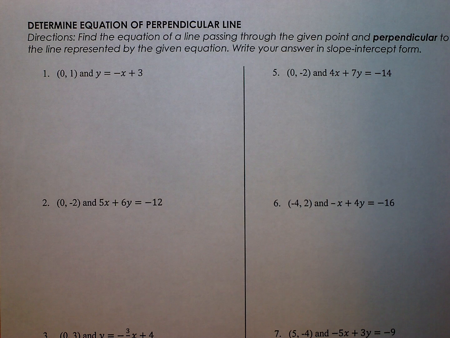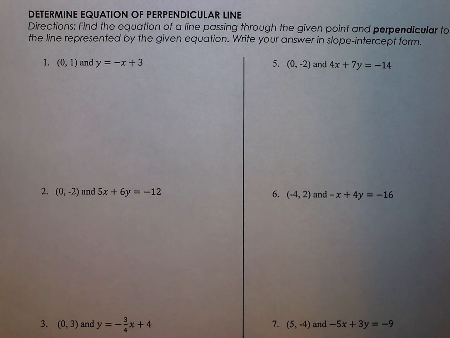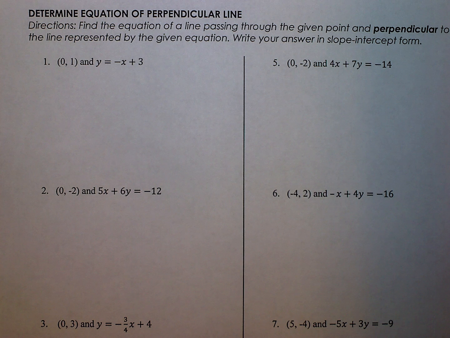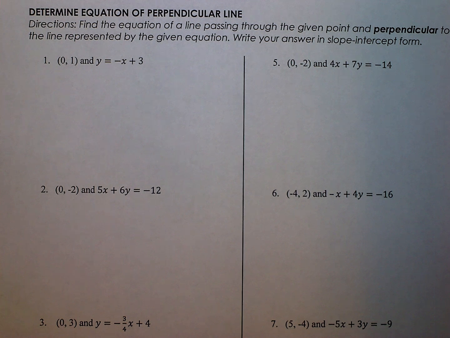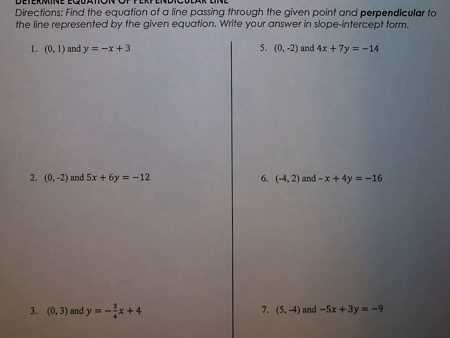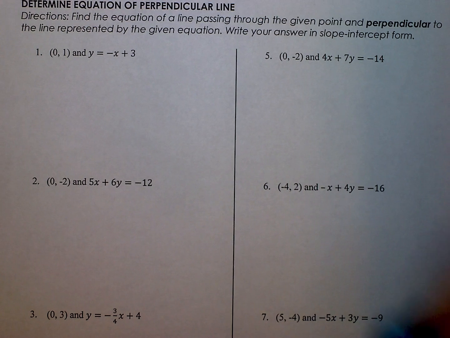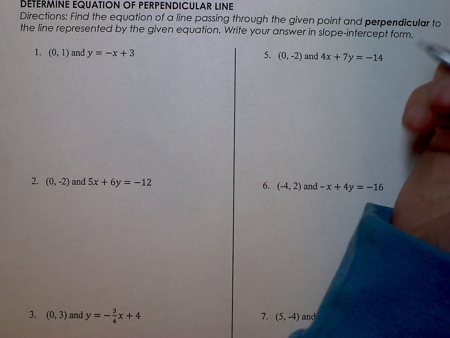So this page is kind of similar to the last one, except now we're determining the equation of a perpendicular line, and so rather than using the same slope, I'm going to have to use a slope that's the opposite reciprocal. So I'm going to do two examples again, and let's start with this one.